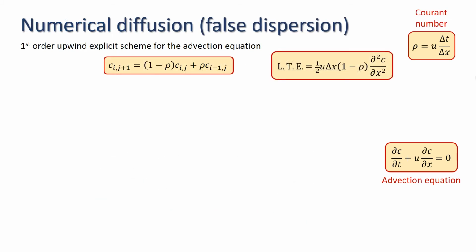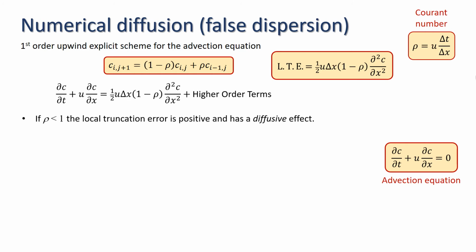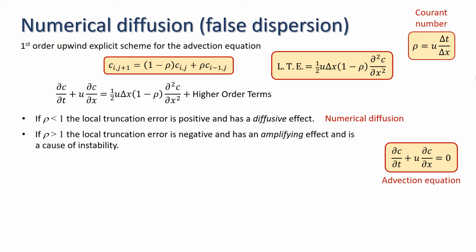First, we note that the local truncation error is proportional to d²c/dx². Looking at the equation we derived from the numerical scheme, we can see clearly that this is of the form of a diffusion term. If the Courant number ρ is less than 1, this term is positive and it has a diffusive effect. This is called numerical diffusion because it arises from the numerical scheme we've chosen. If ρ is greater than 1, it's negative and has an amplifying effect. This is a cause of instability.